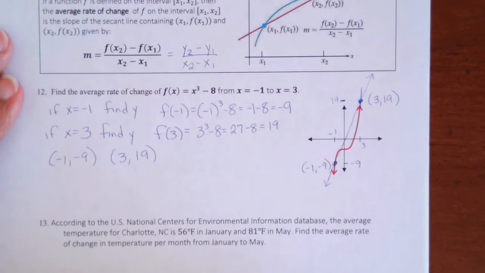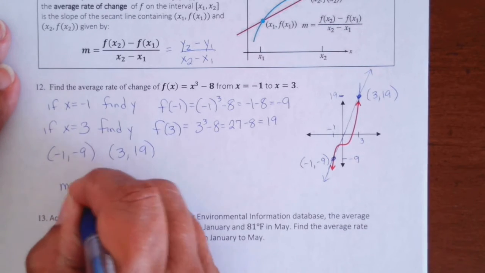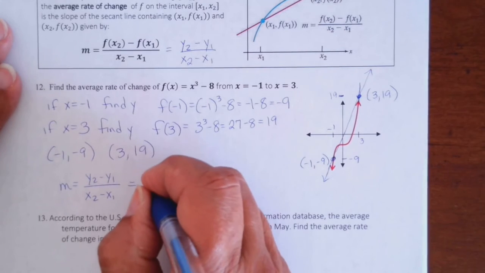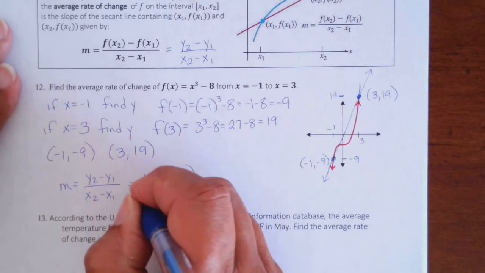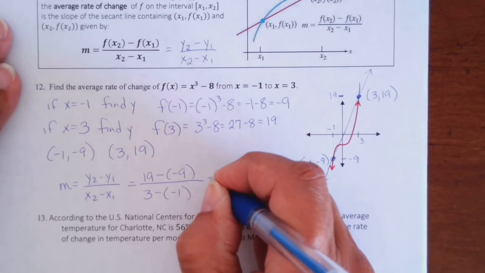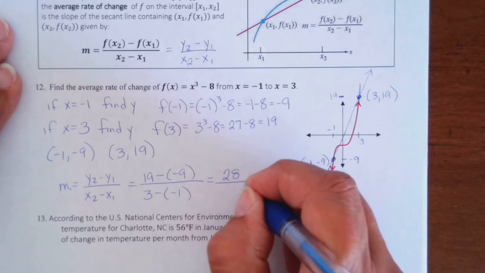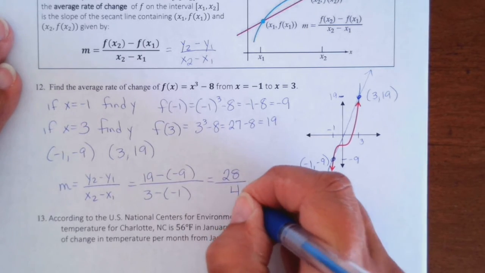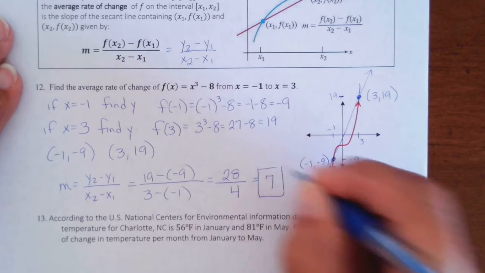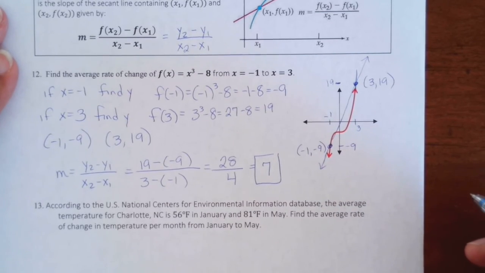Okay. So to find the average rate of change, we're going to just do y2 minus y1 over x2 minus x1. So we've got 19 minus negative 9, watch your signs, and then 3 minus negative 1. So that's 19 plus 9, which is 28. 3 plus 1, which is 4. And 28 divided by 4 is 7. So that would be the rate of change, average rate of change. Okay.